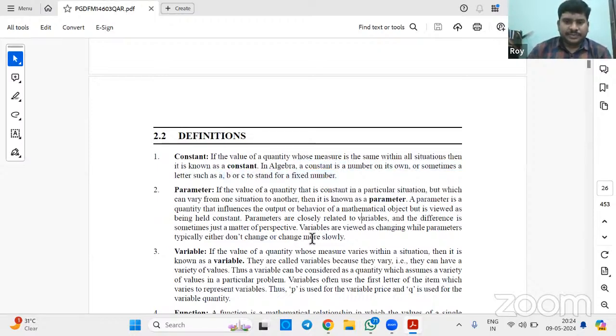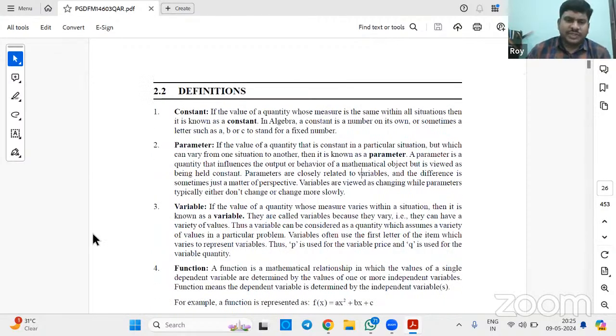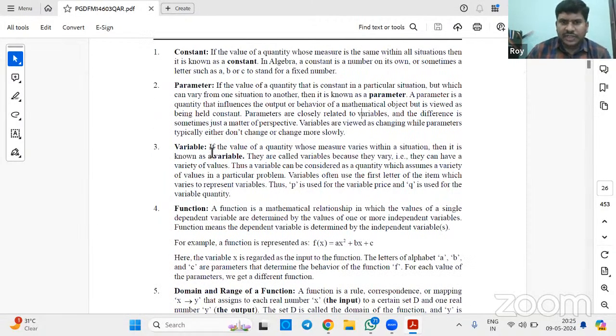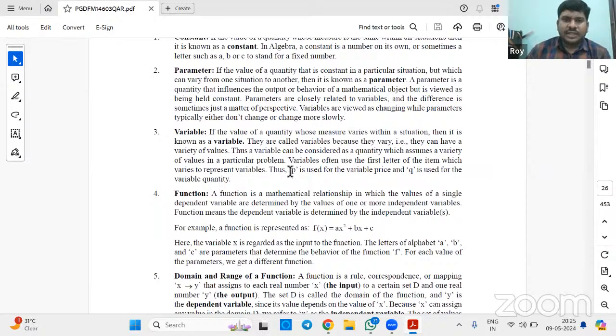Now, parameters are closely related to variables, and the difference is sometimes just a matter of perspective. Variables are viewed as changing, while parameters typically either don't change or change more slowly. When you read your books, you will understand. Variable means a measure that varies from one situation to another. Generally, we represent variable price as P. Q is used for variable quantity, because sometimes price will vary, quantity will vary, like that.